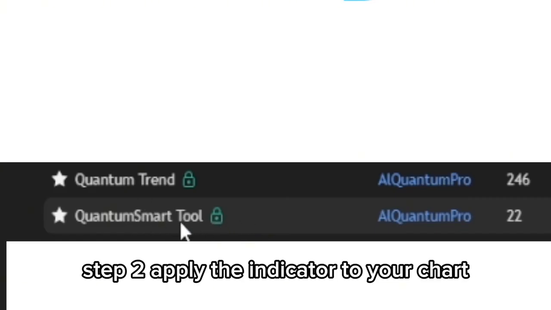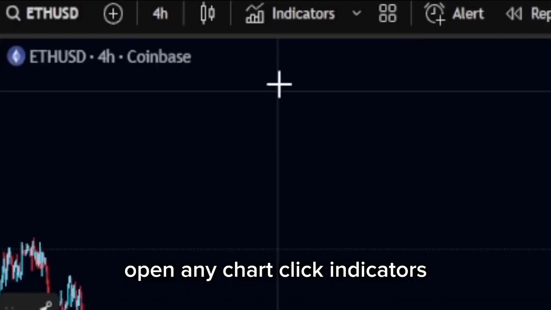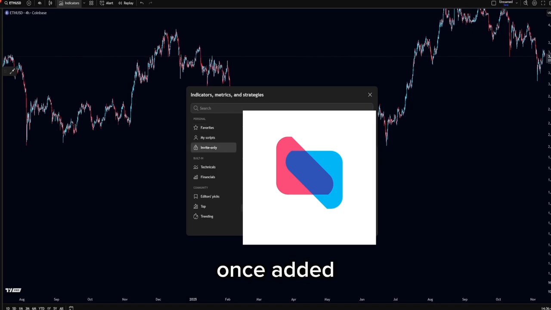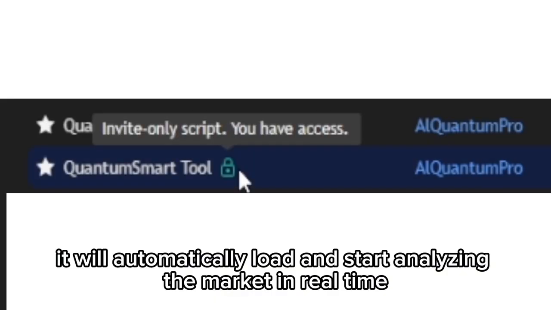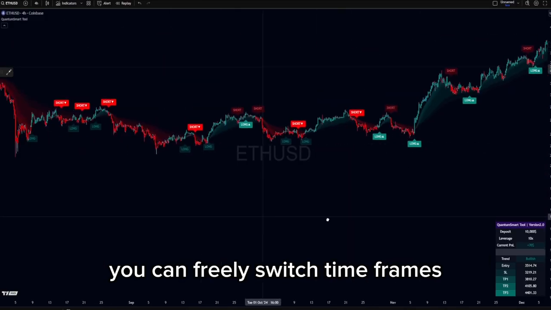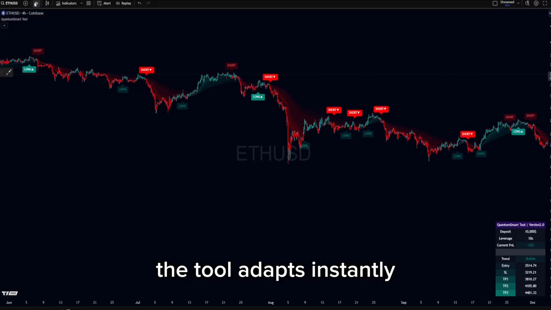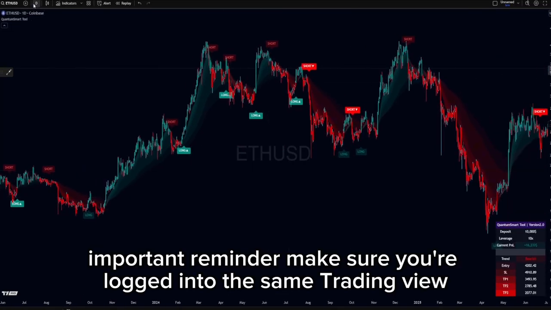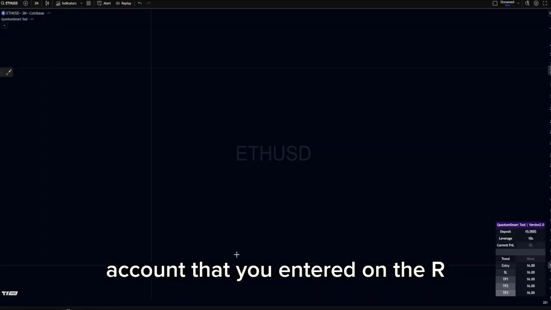Step 2. Apply the indicator to your chart. Open any chart, click Indicators, select Invite-Only Scripts, and choose AI Quantum Smart Tool. Once added, it will automatically load and start analyzing the market in real time. You can freely switch timeframes, instruments, and strategies. The tool adapts instantly.